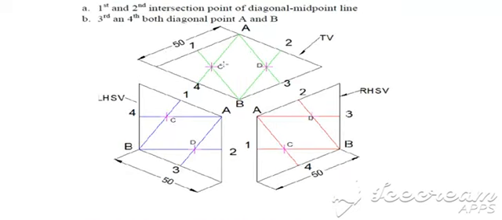Now mark these 4 points. First one, these minor diagonal points A, B and the intersection points. This A4 and B1, the intersection point is C. B2 and A3, the intersection point is D. Similarly, here also C, D, this C and D.